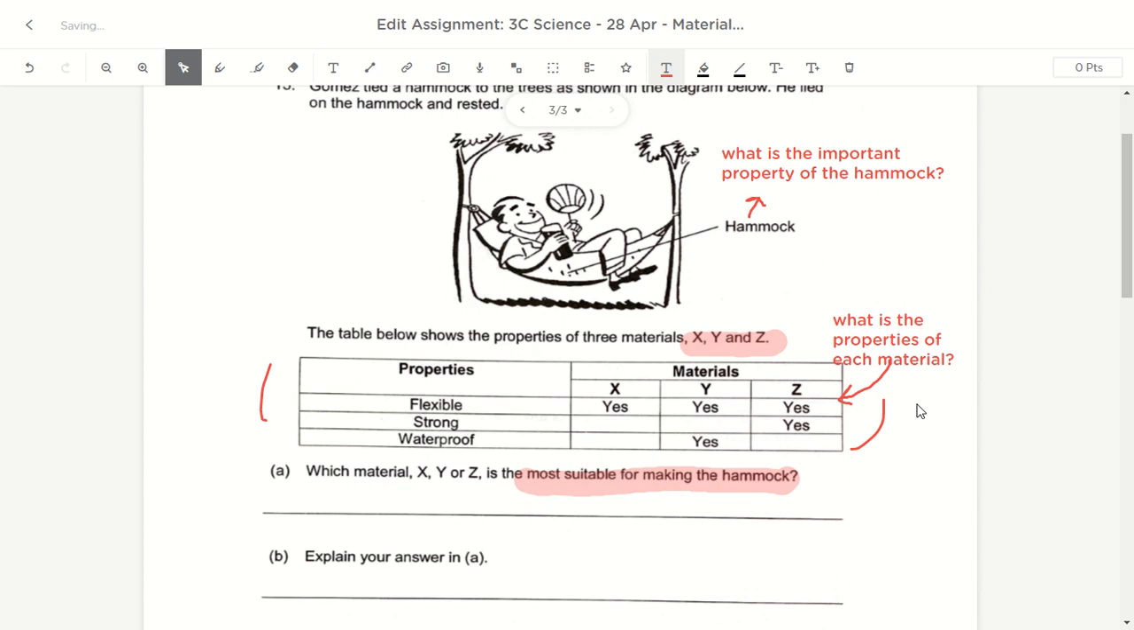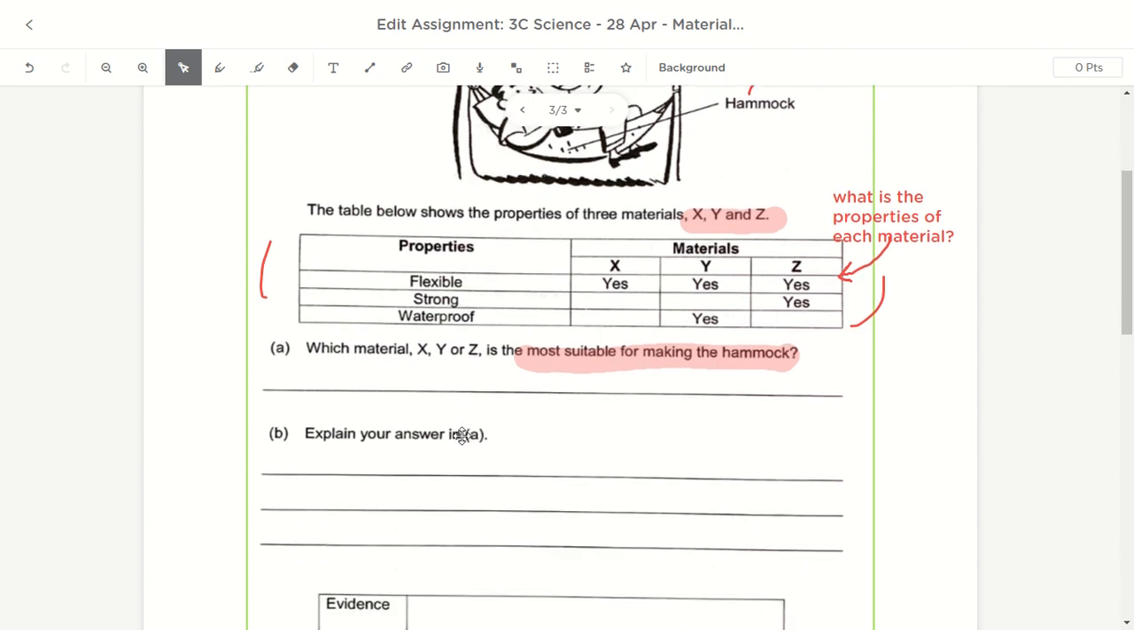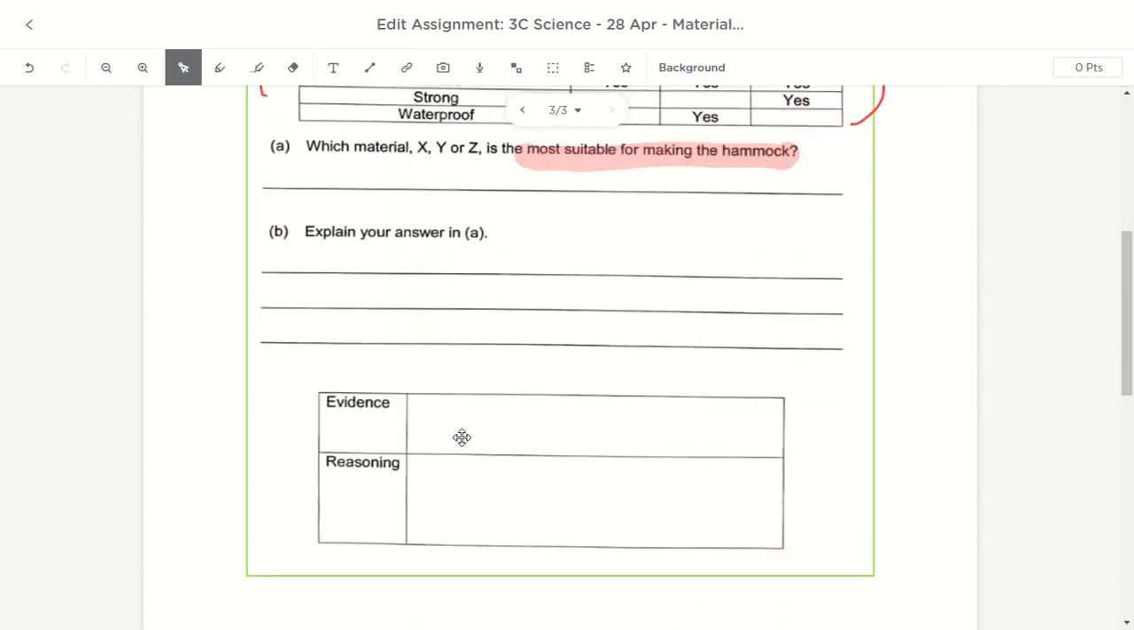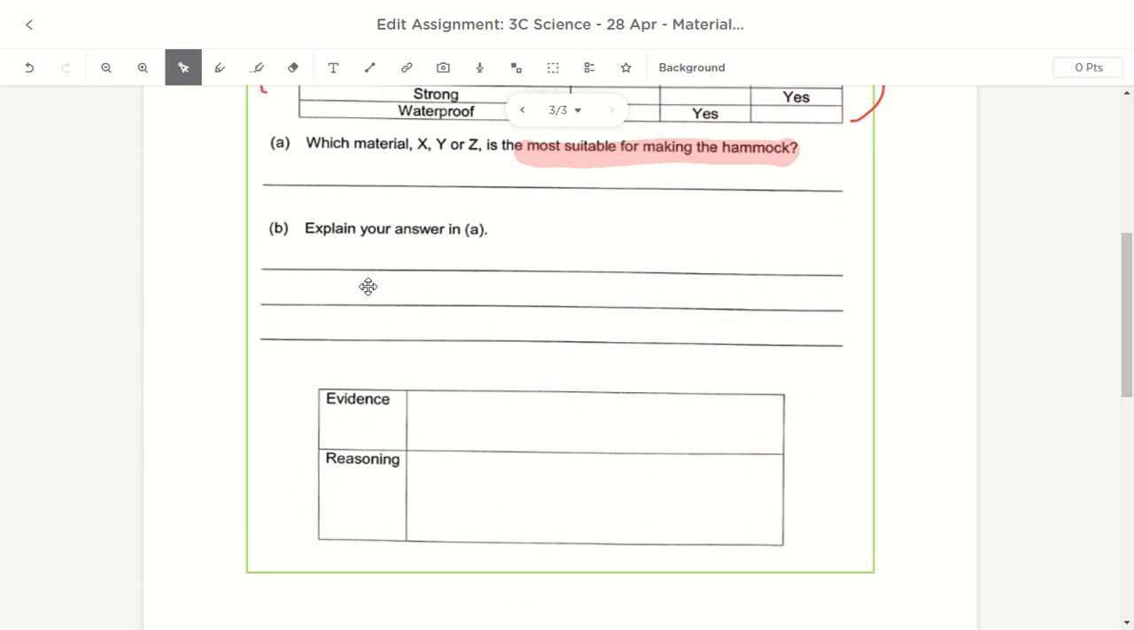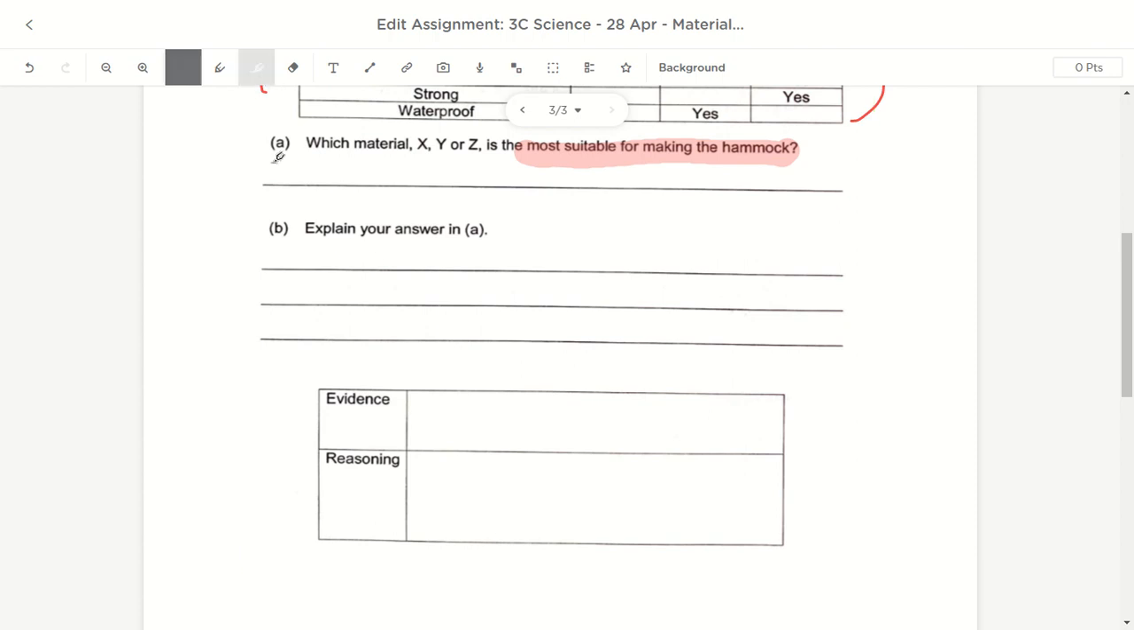Okay, so once again, the question here is asking you which is the most suitable for making the hammock. Know the property of each material, link it with the property of the hammock that it must have, whether it is strong, flexible, or waterproof, which one is the most suitable, and then you answer your question below. Try to use what we have said before. What is the claim? X, Y, or Z? Basically this is the claim, and then the evidence and the reasoning. Okay, so make sure you try to write it in terms of claim, evidence, and reasoning.